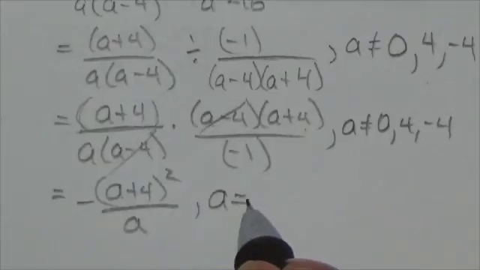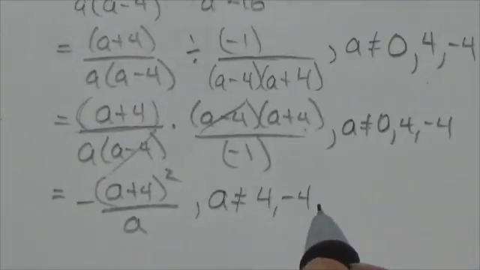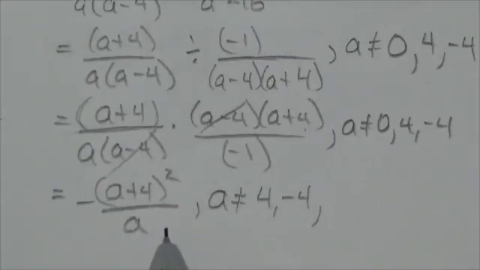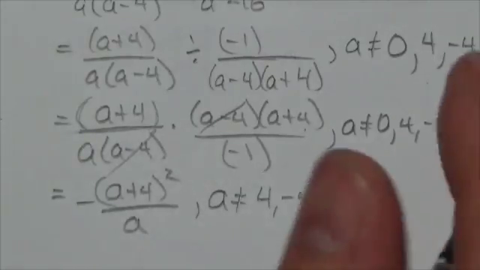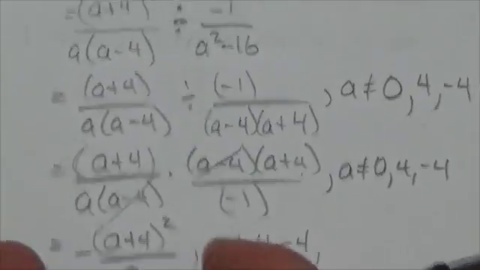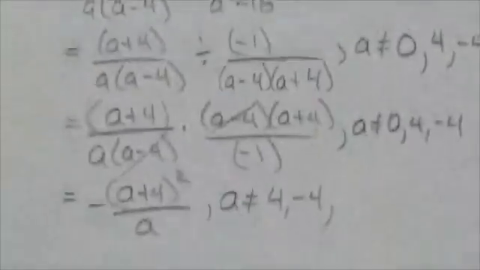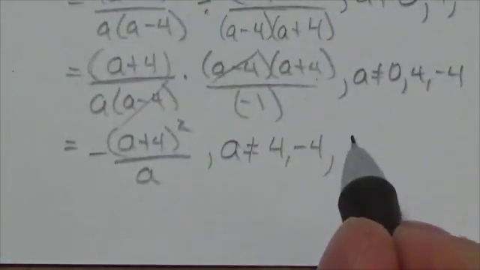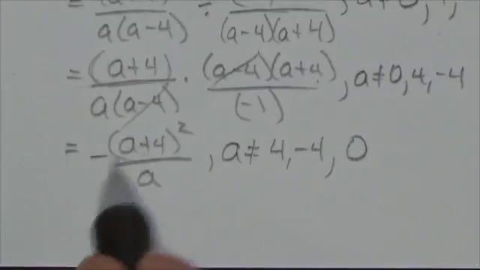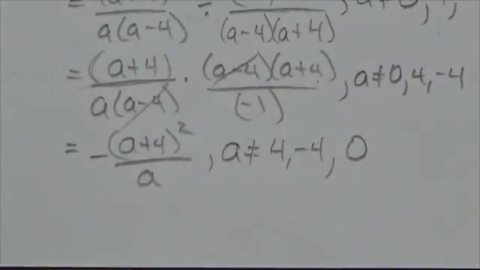Now, that's all true, but I got to make a statement here. I have to state that a can't equal 4 and -4. Okay, because those restrictions don't go away just because I canceled some stuff out here. The restrictions stay there so that my final answer is equivalent to the original question. Now, I should also include that a can't equal 0. However, that's obvious from my answer.